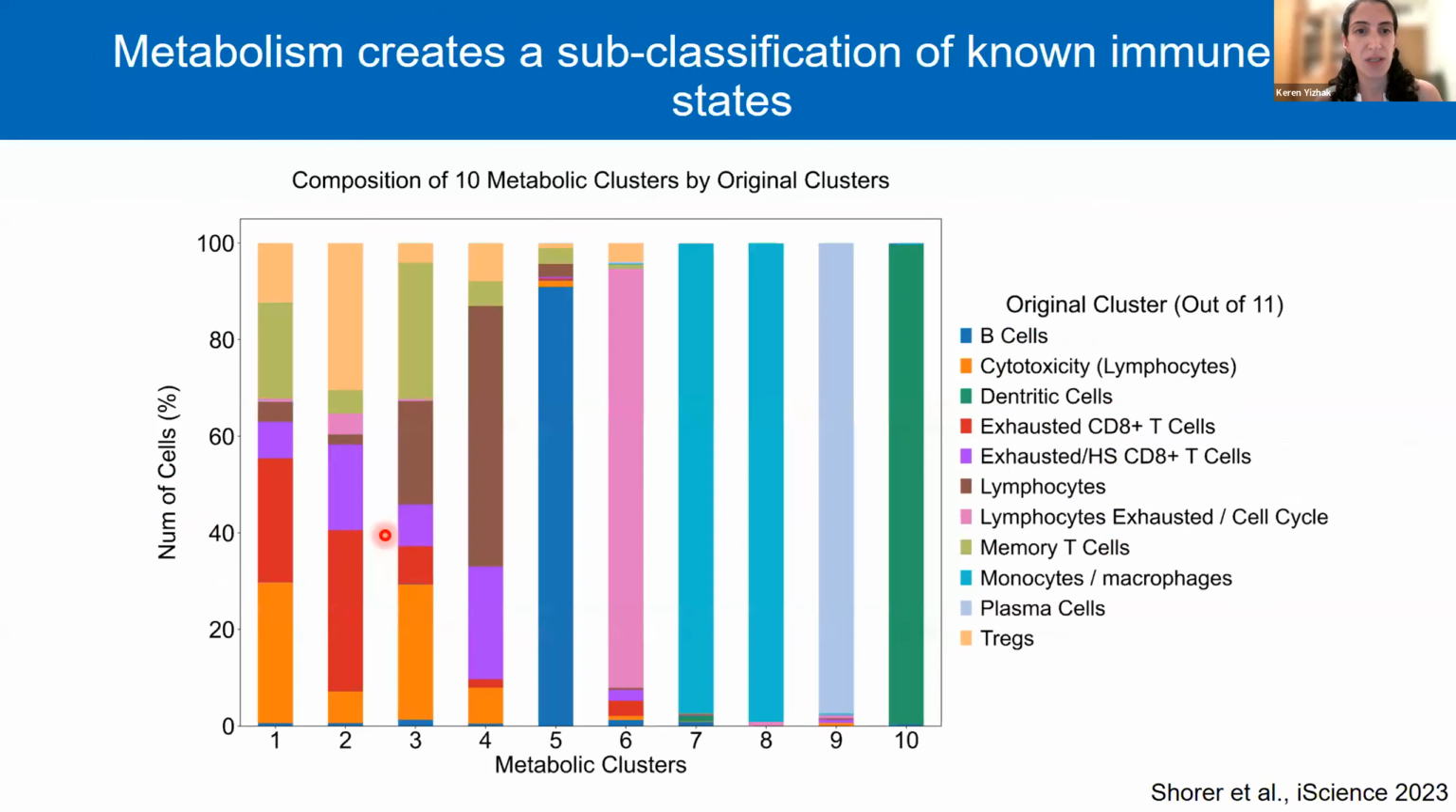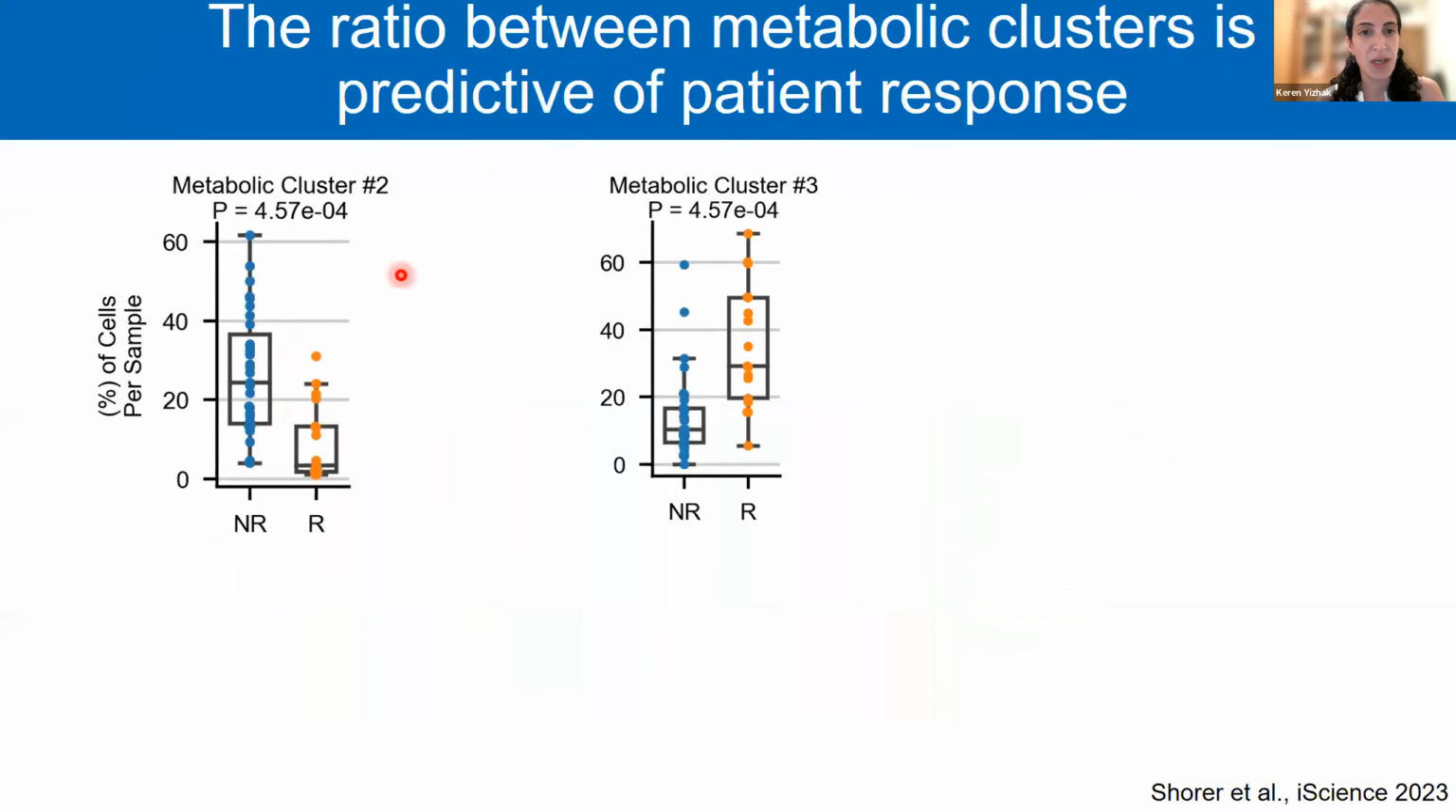This is better seen in this graph, where I'll draw your attention to the metabolic clusters 1 to 4. You can see that, for example, the exhausted T cells, the ones in orange, can have different metabolic states. On the other hand, exhausted T cells and memory T cells in green can share the same metabolic state. So this is basically a subclassification of the T cell states. Now, the question is whether they have any relation to patient response. And indeed, we found two clusters, 2 and 3, that are significantly associated with patient response.